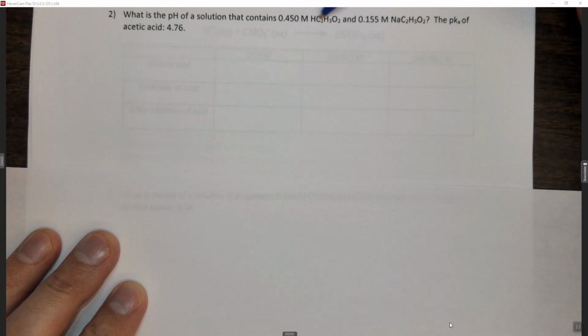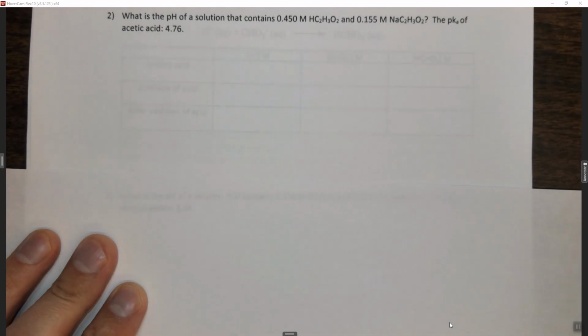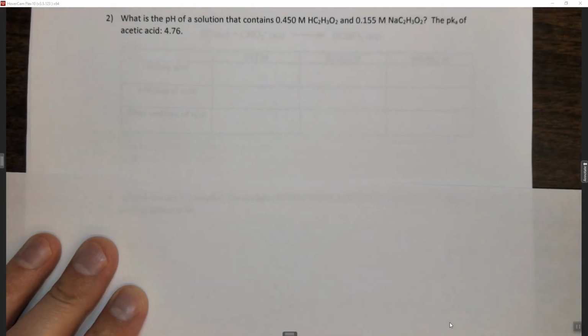So this question says, what is the pH of a solution that contains 0.45 molar acetic acid and 0.155 molar sodium acetate? The pKa of acetic acid is 4.76. So in this case, we want to use what's called the Henderson-Hasselbalch equation.